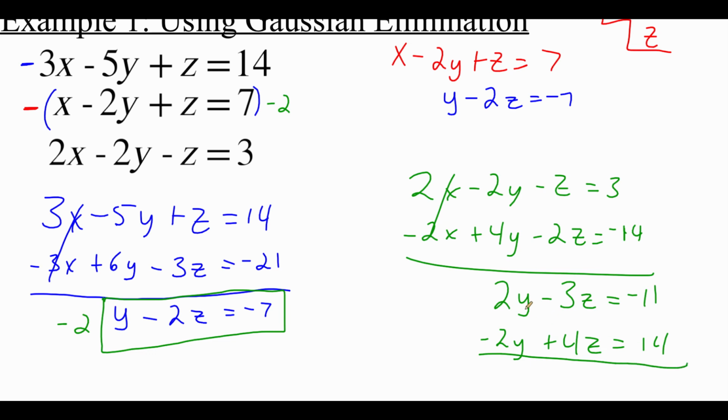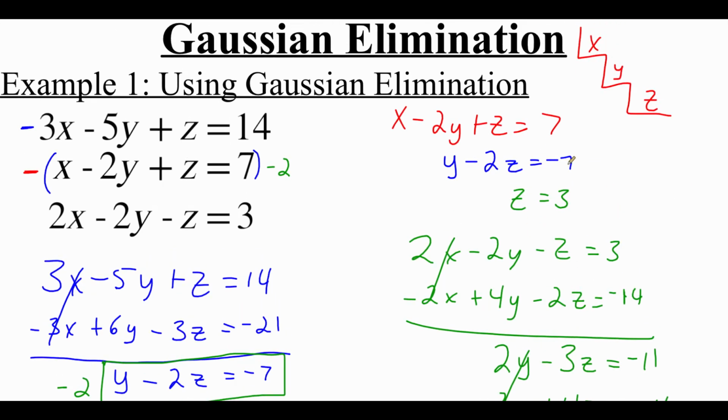So now when we add these together, the 2y and the negative 2y cancel each other out. The negative 3z and the positive 4z give me just 1z. And the negative 11 and 14 give me positive 3. So we get z equals 3. So now this system right here is in row echelon form. So we should be able to use this and back substitution to figure out our missing values.